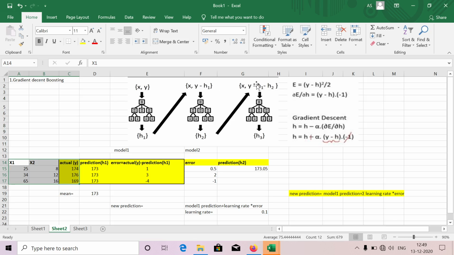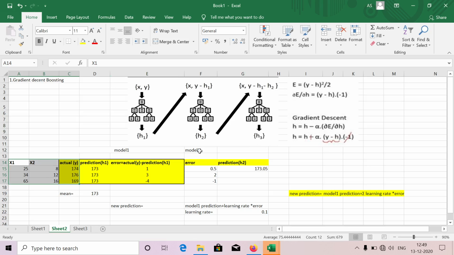Here the error is y minus h1, my actual minus prediction. Again I am passing the error as the target in the third decision tree, but the independent variable data is as it is. Now I got the prediction as h3.